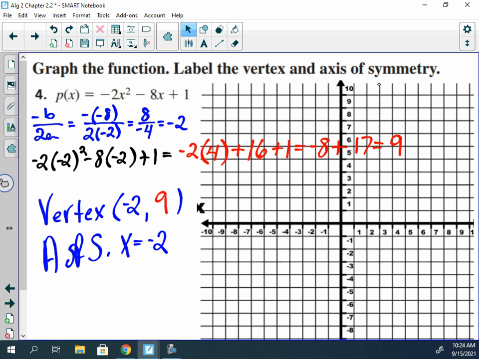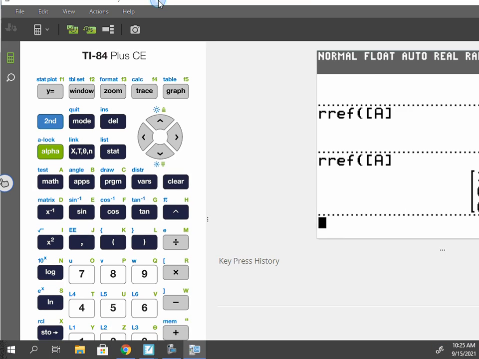Questions on this here? Any questions on how we got the vertex and the axis of symmetry? I believe we have one more like this, or are we moving on? That was it? Okay. Almost.